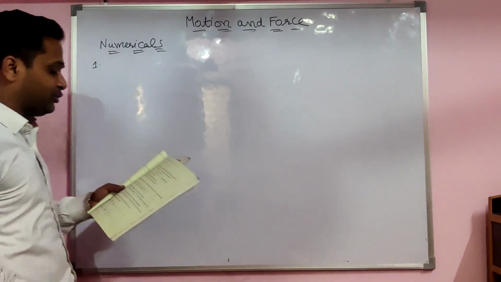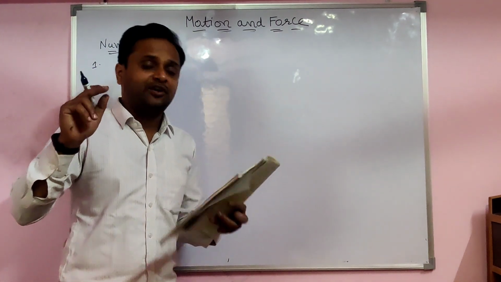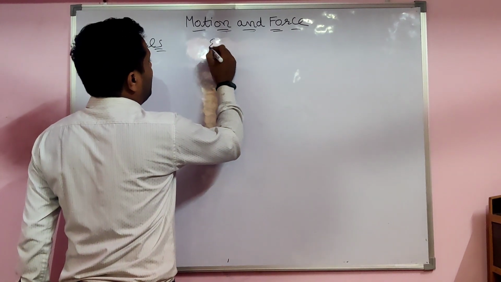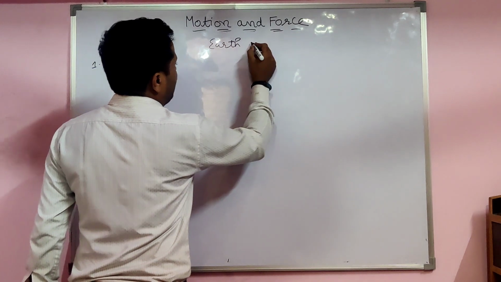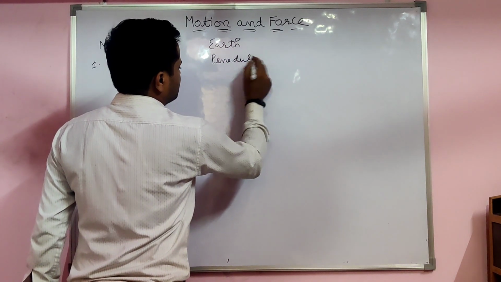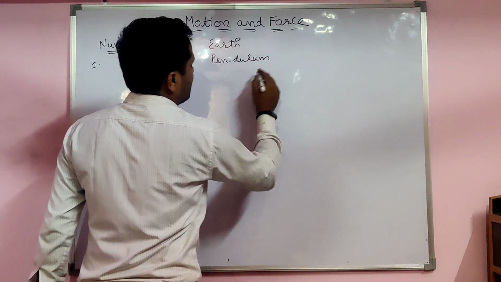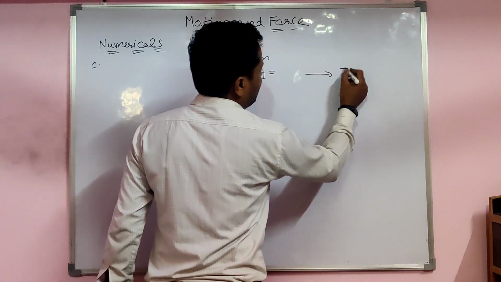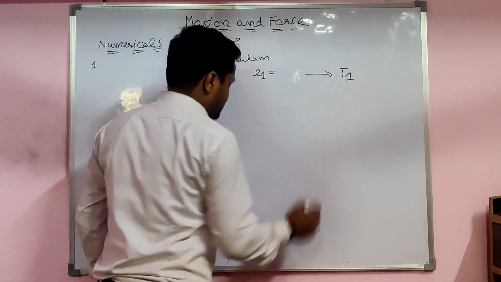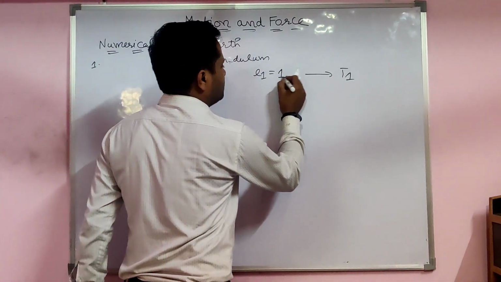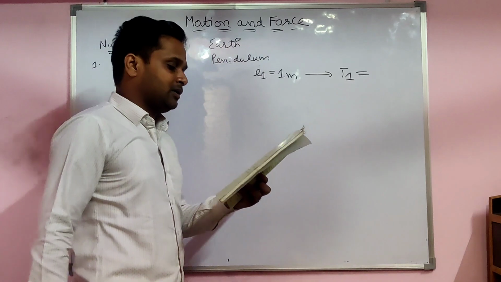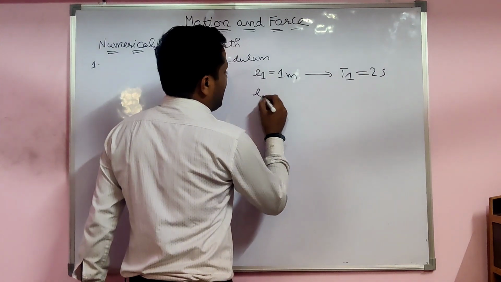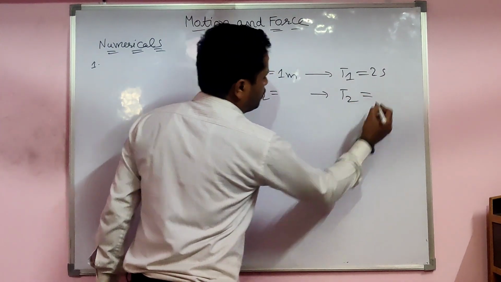First of all, the first numerical. If a 1 meter long pendulum has a time period of 2 seconds on the earth. Let the length of the pendulum be L1, and when the length is L1, the time period is T1. The length given is 1 meter, then the time period given is 2 seconds on the earth. If the length is L2, then the time period is T2.